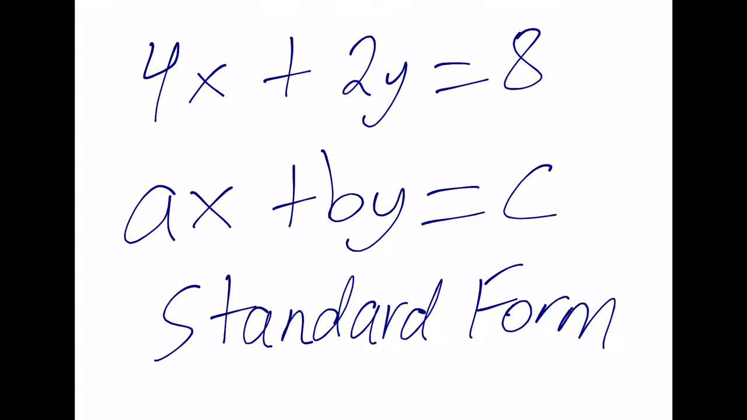Standard form looks different. Instead of y being all by itself, x and y are on the left, and the constant is on the right. The general form, ax plus by is equal to c, and we plug in numbers like 4 for a, or 2 for b, or 8 for c.